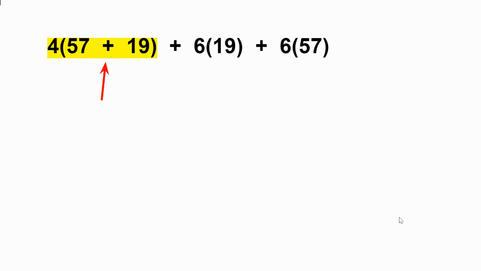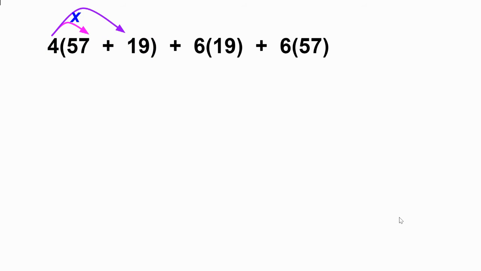Now, remember, we could do this the traditional way and add 57 and 19 in the parentheses, multiply by 4, multiply everything out, and then add at the end. But there are some techniques to make this a little simpler so you can see it. So let's take a look at that.